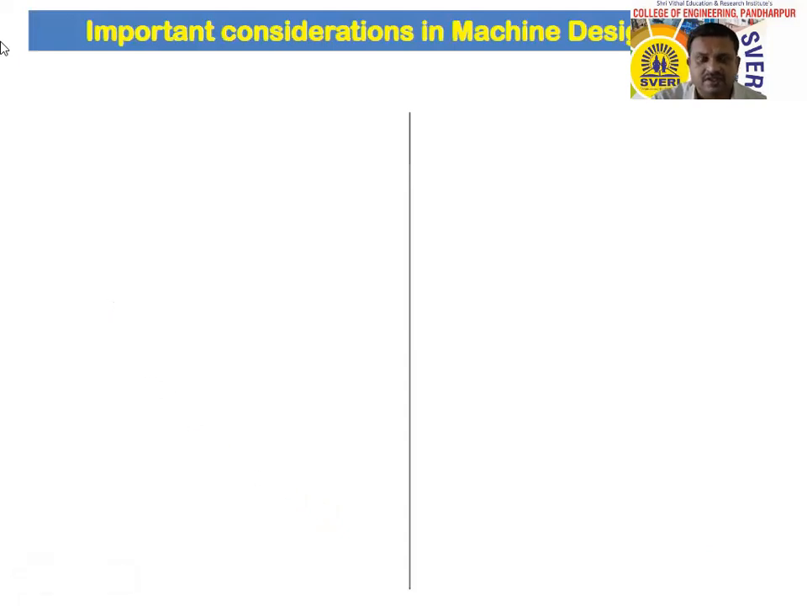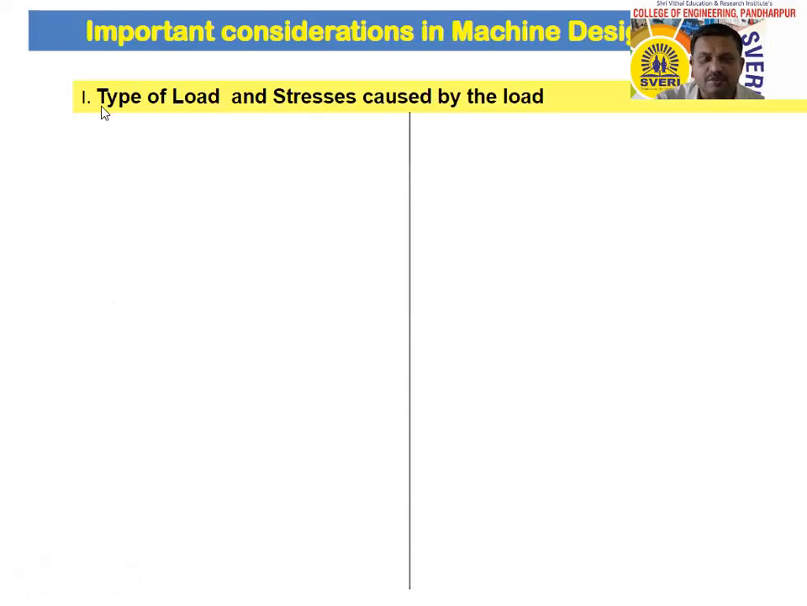Therefore, the next point is important considerations in machine design. First is type of load and stresses caused by the load. In that, first of all, dead loads. What is meant by dead load? Dead load means the weight of bench, weight of table, weight of computer, weight of slab, weight of beam, weight of wall. The things which are not moving are known as dead load.